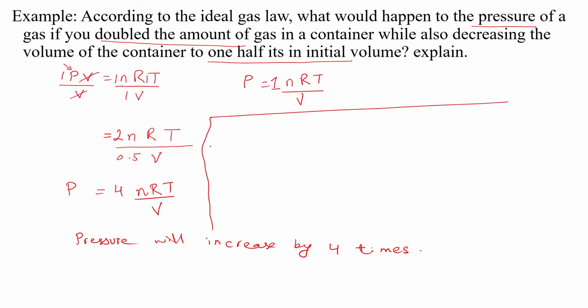If, for instance, you have some numbers given and you are solving this problem and you came up with a number which is 0.5 nRT over V, you will again compare this number with the number that you have in the beginning, and you can see that now this side is decreased. So if it is decreased, your answer here will be the pressure will decrease by half.